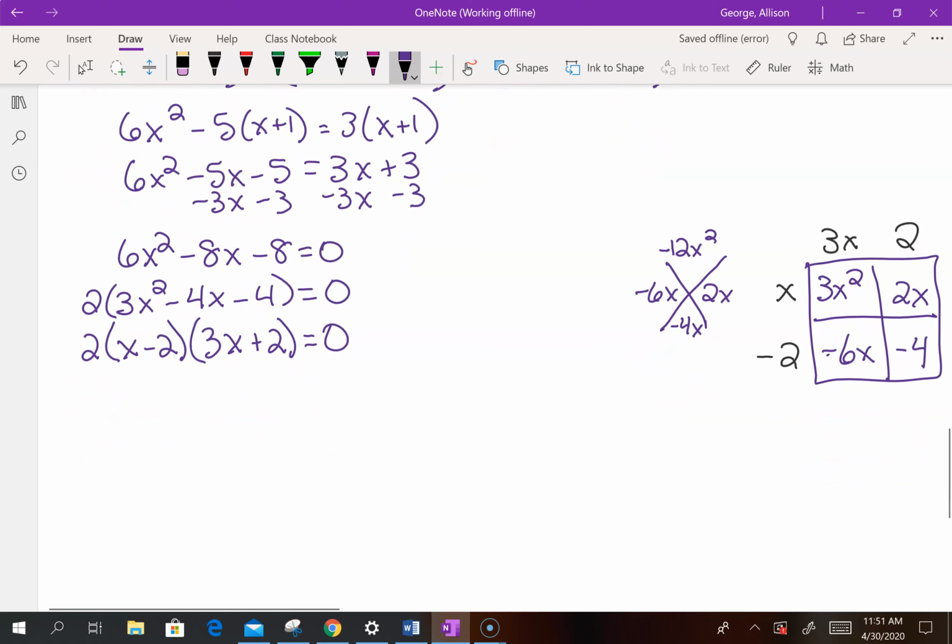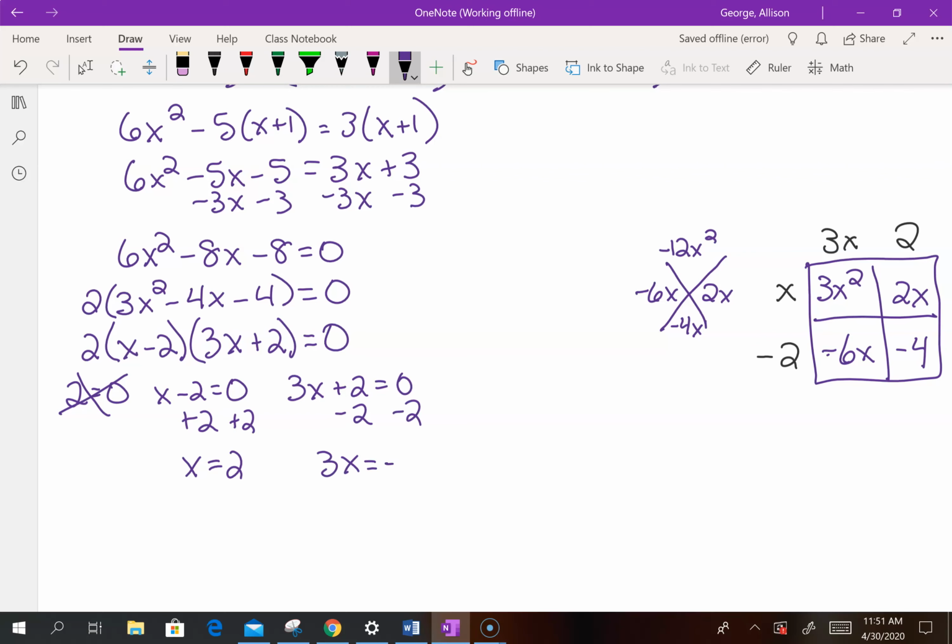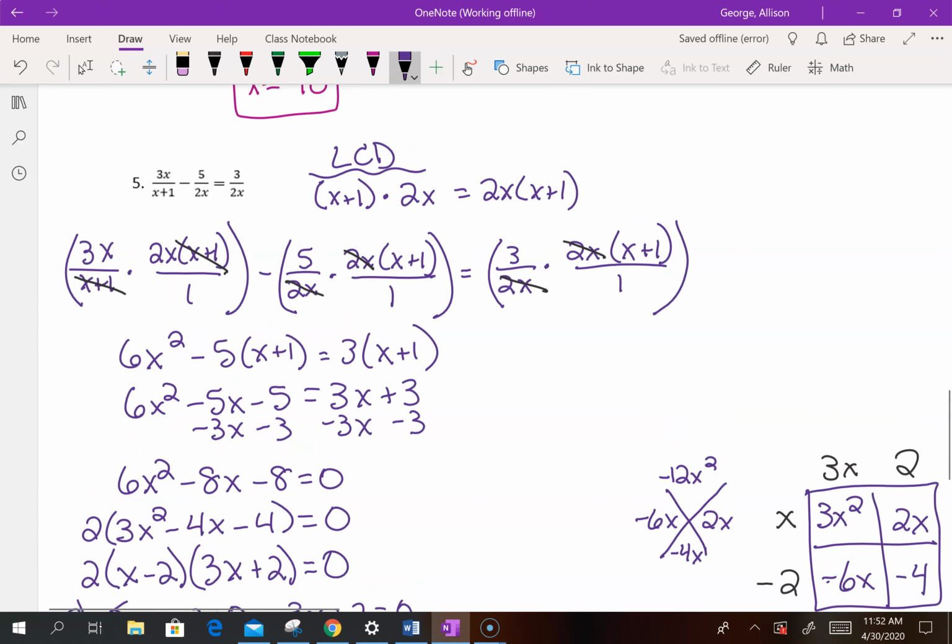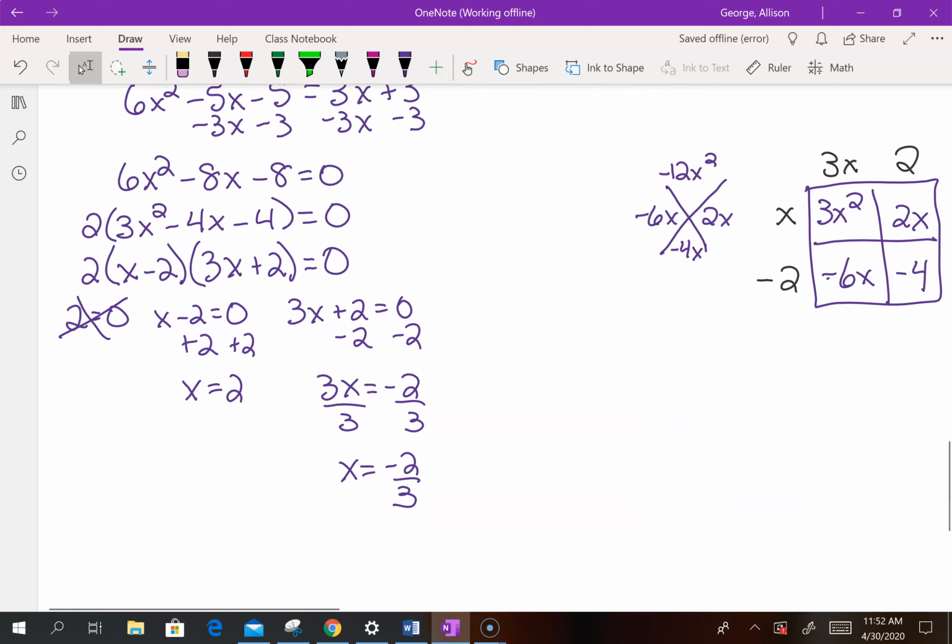Alright, from here we want to make our baby equations. So x minus 2 equals 0, 3x plus 2 equals 0. Alright, can't do anything with that. For this one we're going to add 2 to both sides. So x equals 2. We're going to subtract 2 from both sides. So that's going to be x equals negative 2/3. You want to stop and check your denominators. Both of those work. So that's your final answer, both of them. Alright, that's it for video 1.